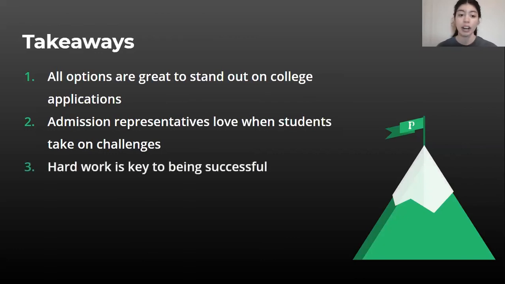And finally, hard work is the key to being successful. AP, IB, and dual enrollment classes are challenging courses. They are introductory college level courses. So please make sure to put some hard work into it so you can be successful.